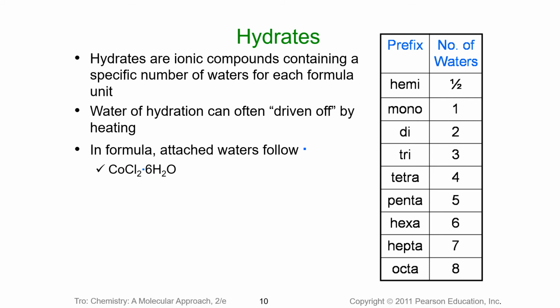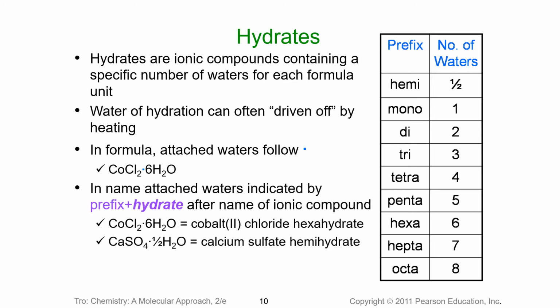The formula that shows that the water is attached to our compound has a small dot in between the ionic formula and the number of waters. To name these, we add a prefix that tells the number of waters plus the word hydrate after the ionic compound name. So if we had CoCl2·6H2O, it would become cobalt 2 chloride, hexa meaning 6, hydrate. If we had CaSO4·1/2 H2O, it would be calcium sulfate hemihydrate.